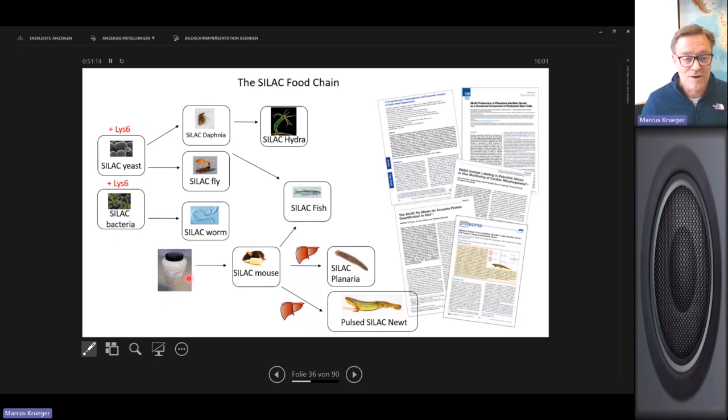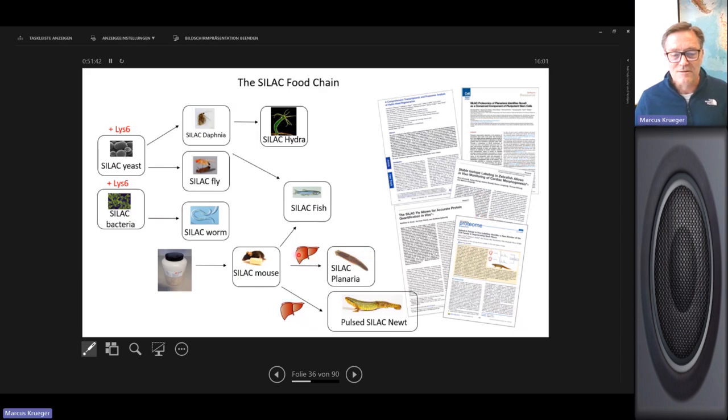of course, you can use this heavy food to label your SILAC mouse, right? And then also, to invent this SILAC zoo, you might use yeast or SILAC bacteria to feed the SILAC worm, the SILAC fly, or even the Daphnia if interested, and these were eaten then by the Hydra. Of course, this is kind of a niche project, I would say.